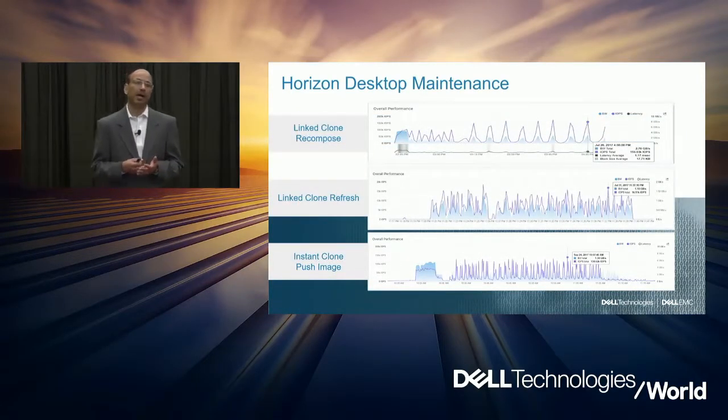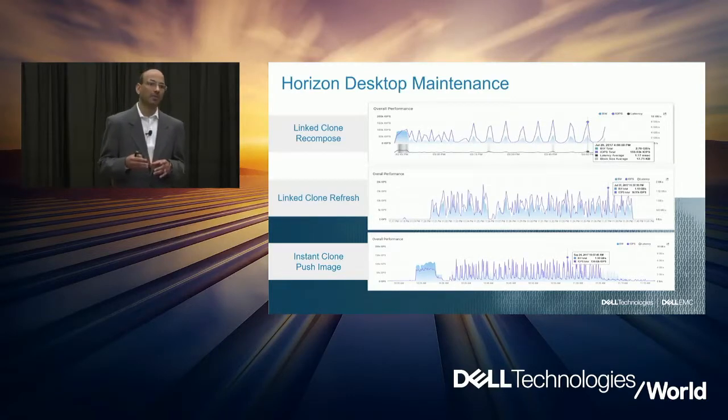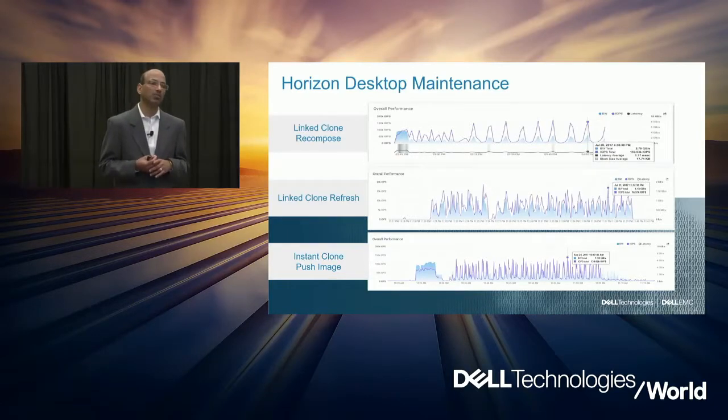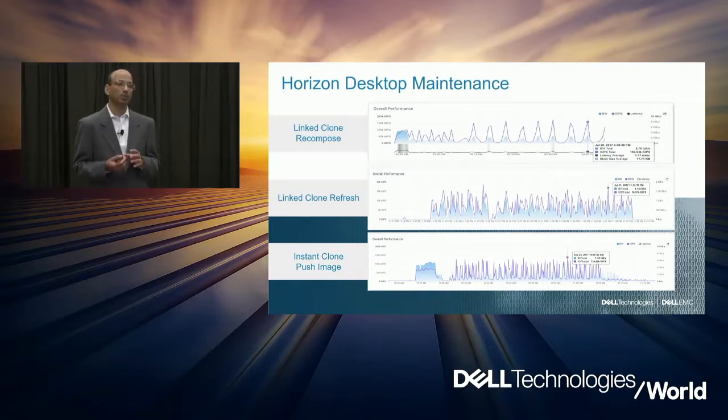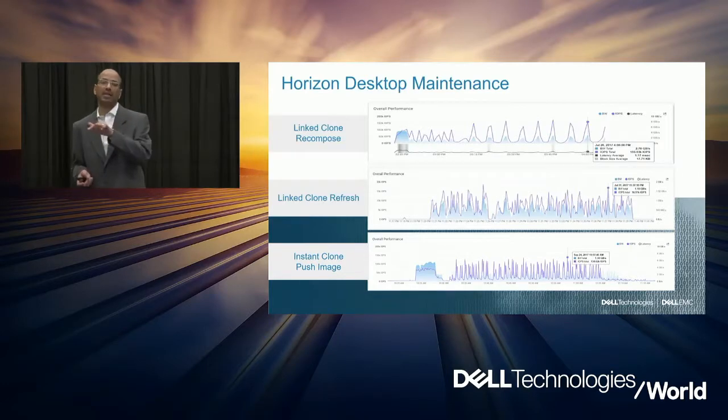Here are some of the charts to showcase how the IOPS and throughput compare between various desktop maintenance operations. The middle one is link clone refresh, where it essentially discards the scratch space, and you can see a reasonably stable graph here, meaning there are no variations as such. But if you take a look at the link clone recompose at the top and instant clone push image at the bottom, you'll see at the beginning, where the copying of the master image was going on, there was a high throughput, and then that falls off.